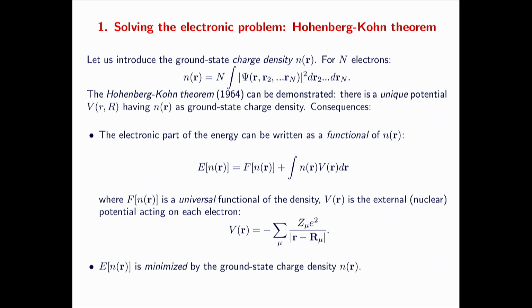And another consequence is that the ground state charge density, subject to the constraint of having the correct number of electrons, of course. So if you have a capital N electrons, then you have the constraint that the integral of this charge density has to give N. Under this constraint, the ground state charge density minimizes the energy. So this functional is minimized by the ground state charge density.